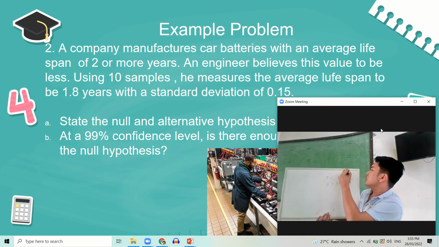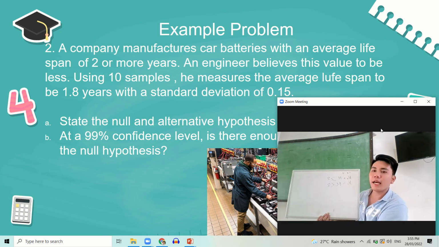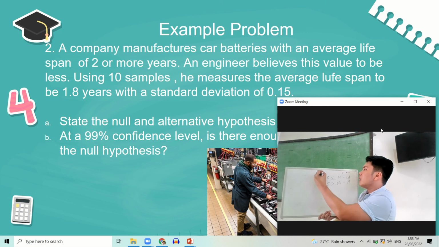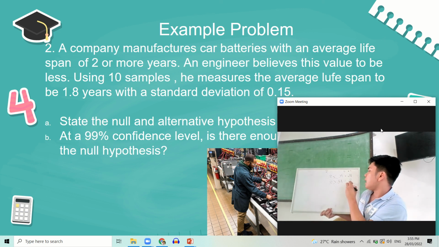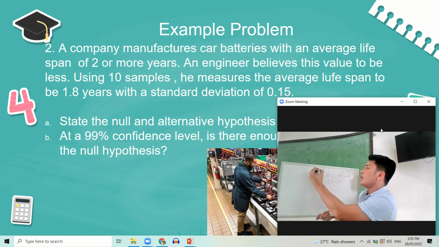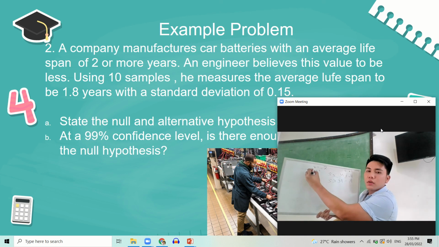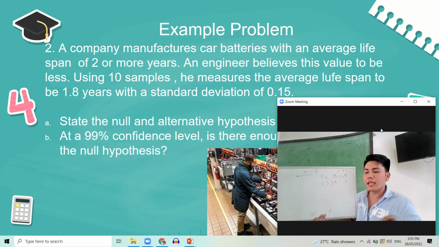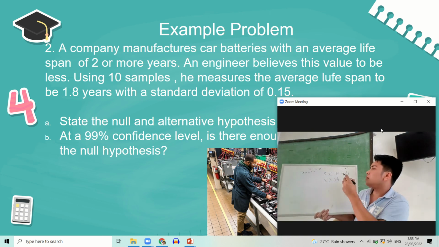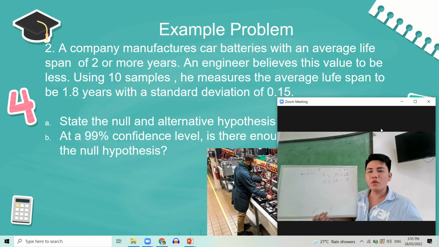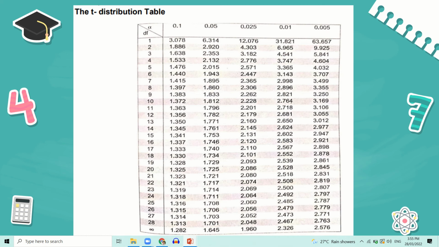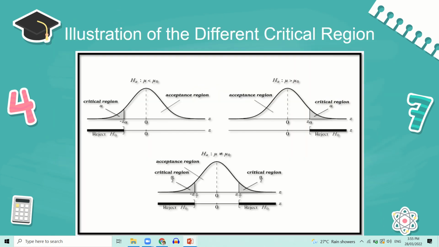Okay, let us list the given values. 10 is our sample size. And then he measures the average lifespan to be 1.8 years. So this is the average of the alternative hypothesis, which is 1.8. Next is the standard deviation, which is equal to 0.15. And then, okay, let us analyze. It mentions here that it is less than 2. Let us go back to our slides. Since it is less than 2, we're going to have a left side one-tailed test, this one.